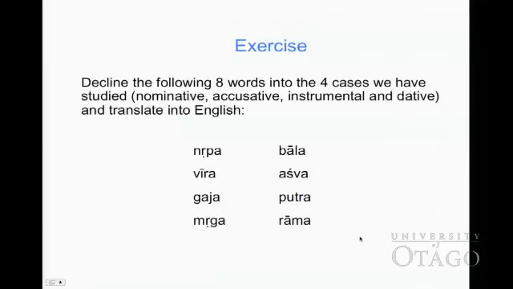Now exercise. Decline the following words into the four cases we have studied, that is nominative, accusative, instrumental, and dative, and translate into English, such as nṛpa, it means king. Vīra, hero. Kaca, elephant. Mṛga, deer. Bāla, boy. Aśva, horse. Putra, son. Rāma, name of a person.